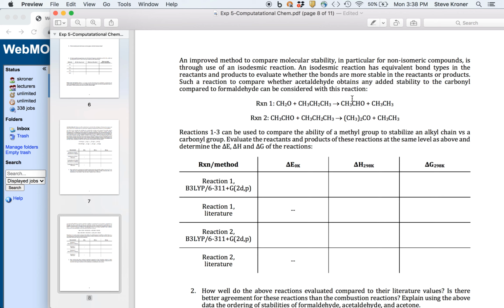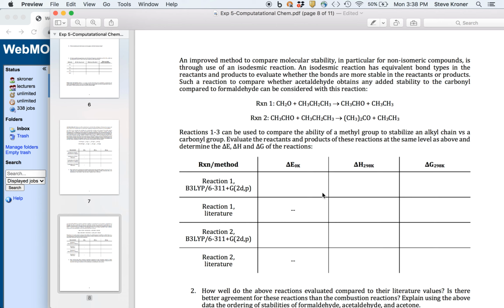So you can get a sense in reaction 1 of whether the methyl group better stabilizes a formaldehyde group or itself or neither by seeing if this reaction has a negative, close to 0, or slightly positive delta H. So you can get a sense of which side of the reaction is favored, where the methyl group is favoring its stabilization. And you can do it again. You could take the acetaldehyde plus another methyl group.